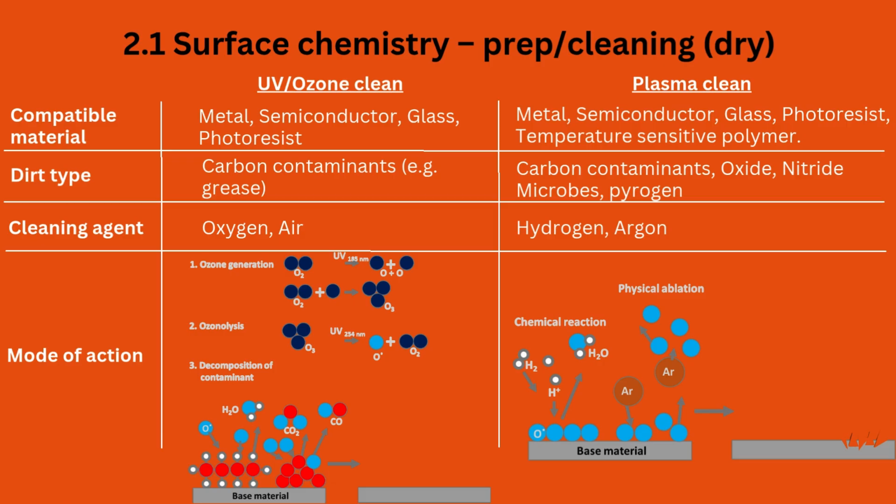Let's start with dry cleaning methods like UV/ozone and plasma cleaning. These use reactive gases such as oxygen, air, hydrogen, or argon to remove organic or carbon-based dirt. UV/ozone cleaning is milder, while plasma cleaning can chemically react with surface contaminants. But be careful. Physical ablation may occur if argon gas is used. Argon is heavier and can physically damage sensitive patterns or coatings on your surface.